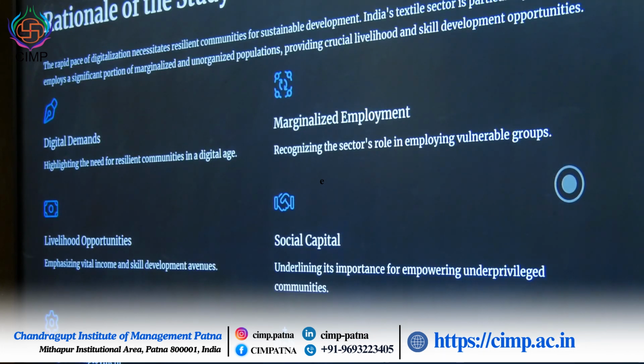So what is the basic need of the study and what is the basic justification of the study? Because in today's digitalized environment, digitally we are all progressing, so we need a resilient community which has a digitalized focus in this digitalized age. Along with that, the livelihood avenues and the living proponents, along with the employment opportunities and employment adaptations for the lower section of the community and the backward section of the people, empowering the social capital of the underprivileged and promoting inclusive growth for all the disadvantaged community neighborhoods. Next.